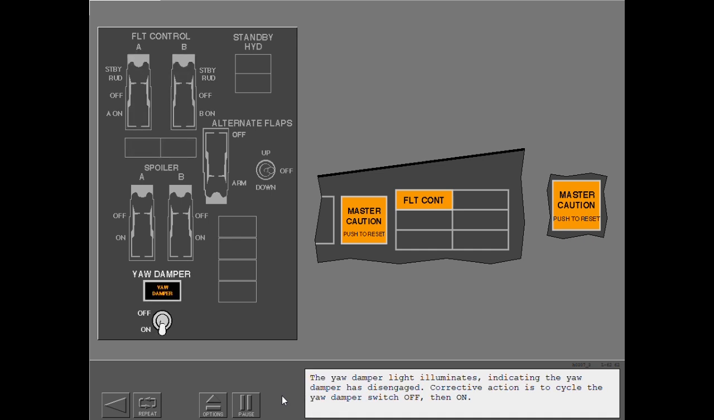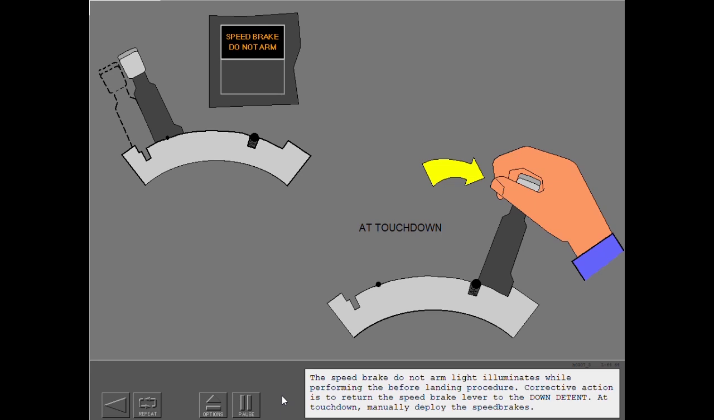The yaw damper light illuminates, indicating the yaw damper has disengaged. Corrective action is to cycle the yaw damper switch off, then on. The speed brake do not arm light illuminates while performing the before landing procedure. Corrective action is to return the speed brake lever to the down detent. At touchdown, manually deploy the speed brakes.